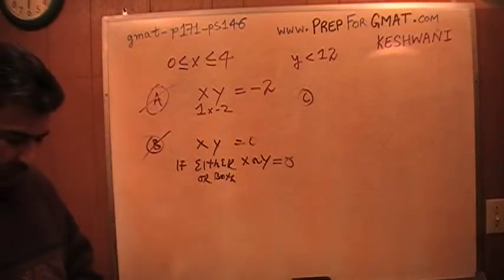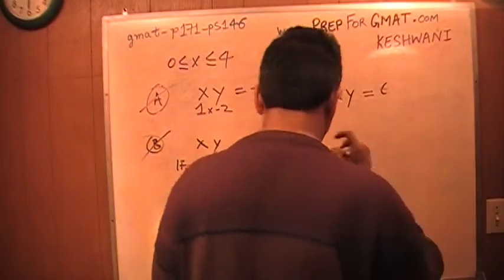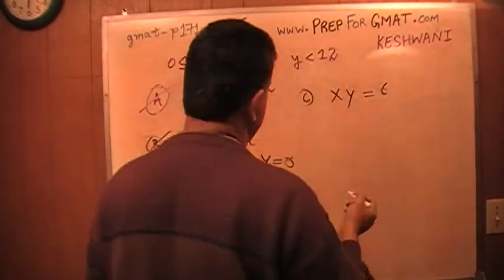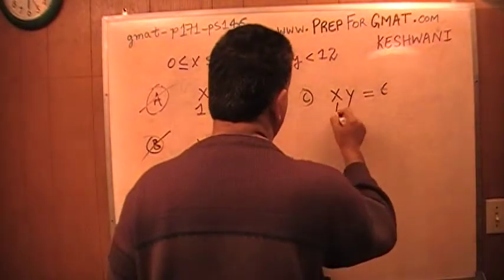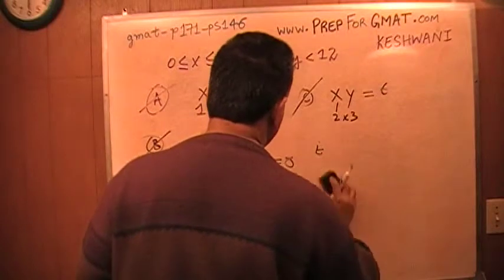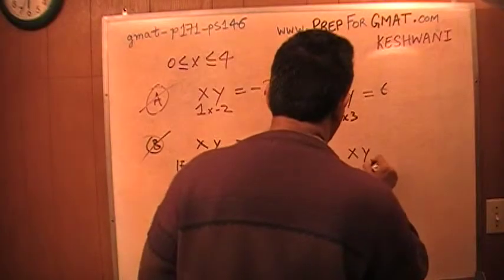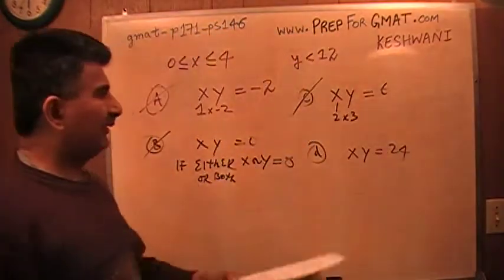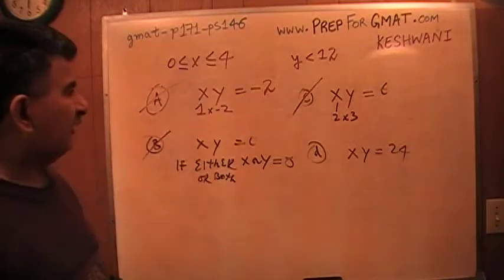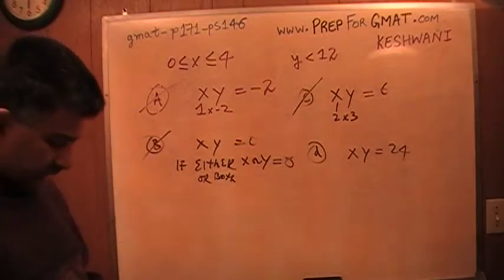Now the next question is, could x times y be 6? Well, why not? x could be 2, y could be 3. Very simple. Or it could be anything for that matter. So that's not it. Let's look at D, 24. I'm just giving you one example. There are millions of possibilities where x times y could be 6 under these constraints, because they could even be fractions, so there are unlimited possibilities.